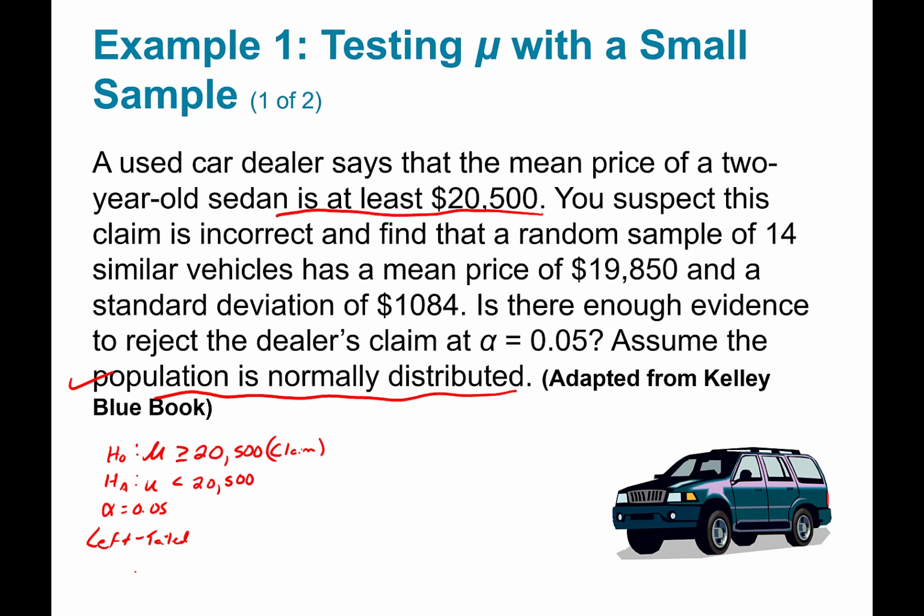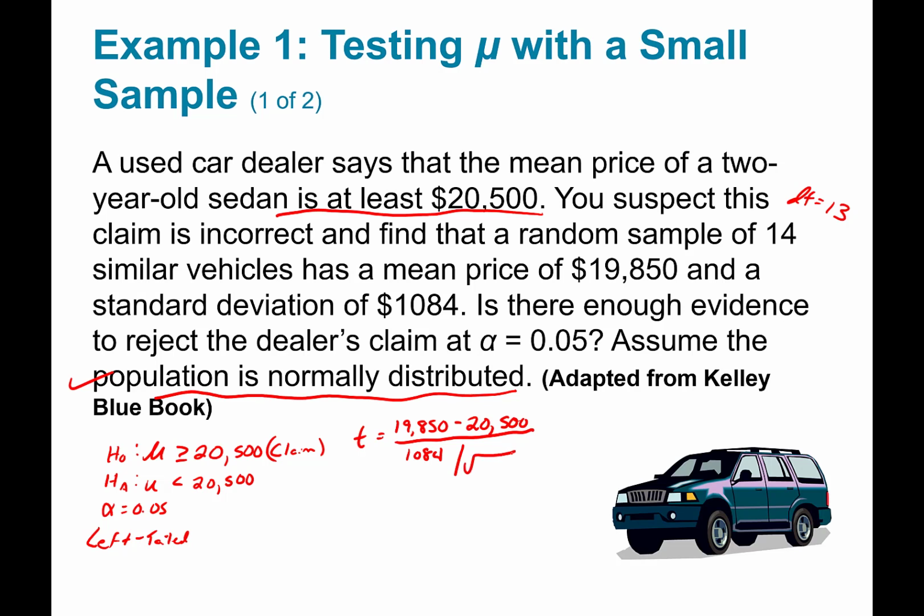And one more step, since we know we're going to need it later. So degree of freedom is 13 because it's n minus 1. All right, so we know we're doing a left-tailed test. So t then is equal to, let's go ahead and calculate our test statistic. So t is x bar, which we found was 19,850, minus the assumed population mean of 20,500, divided by standard deviation 1,084 over square root of our sample size.